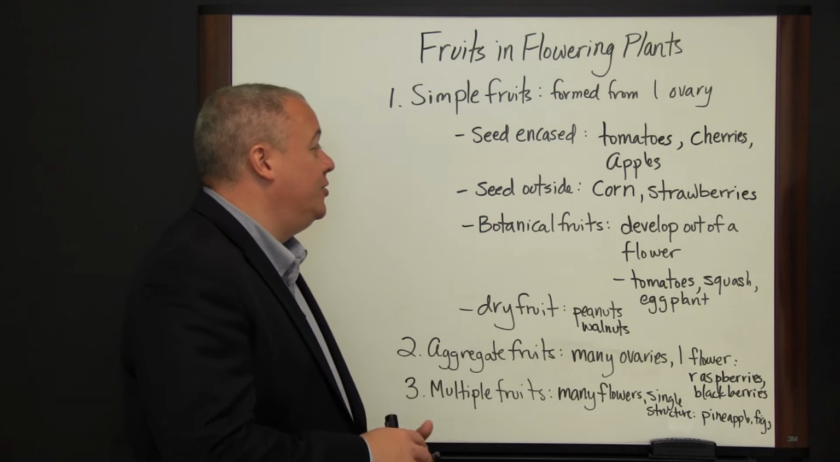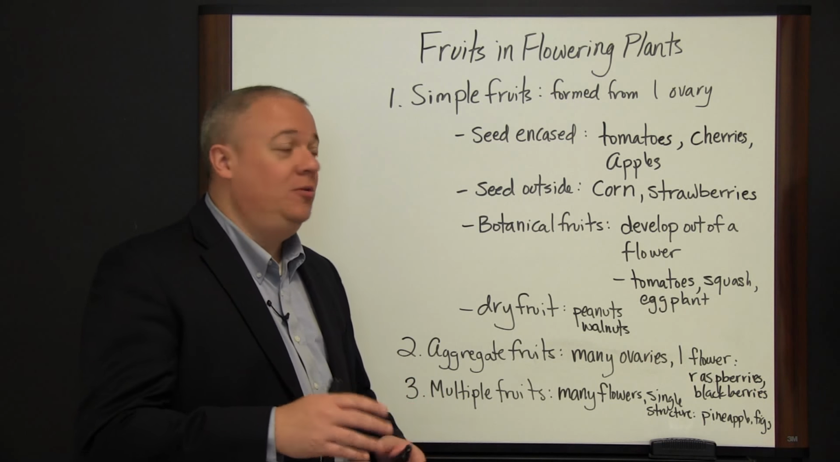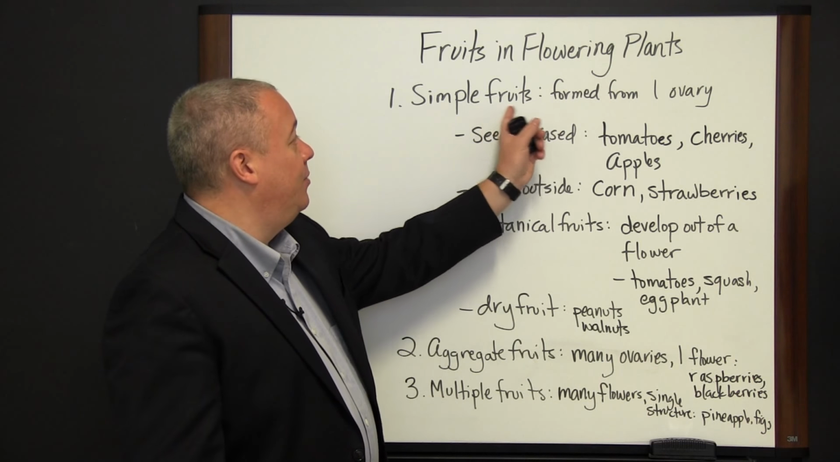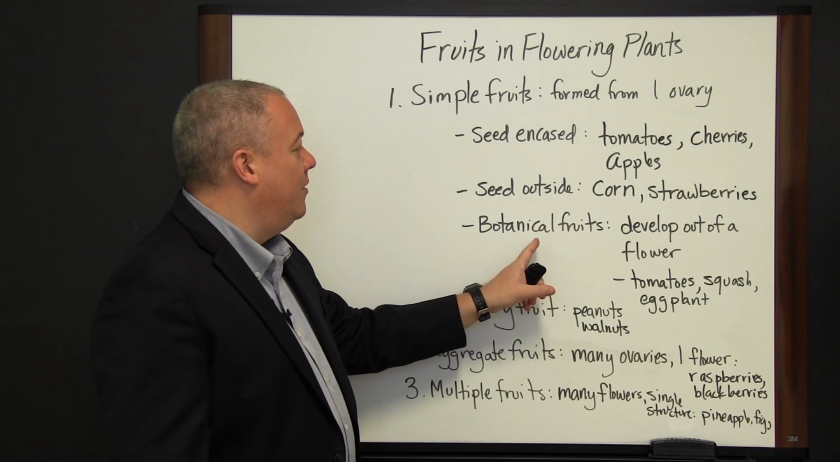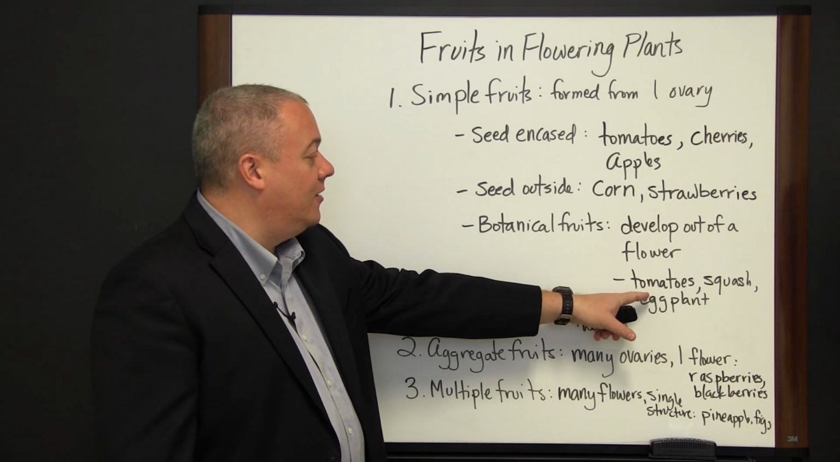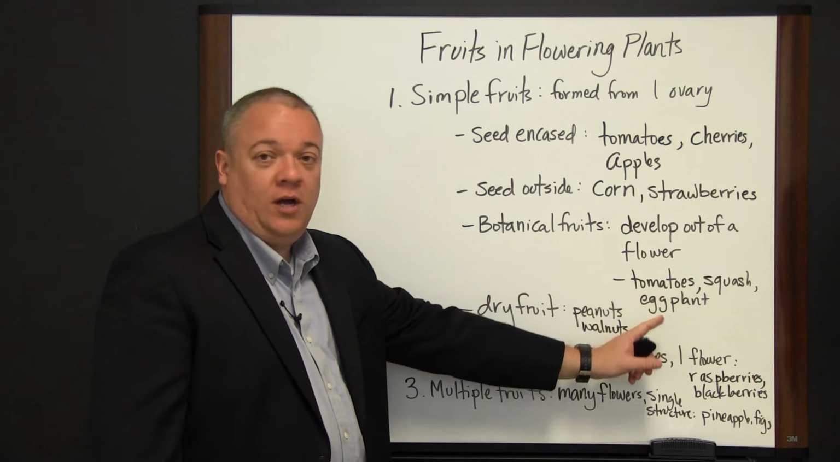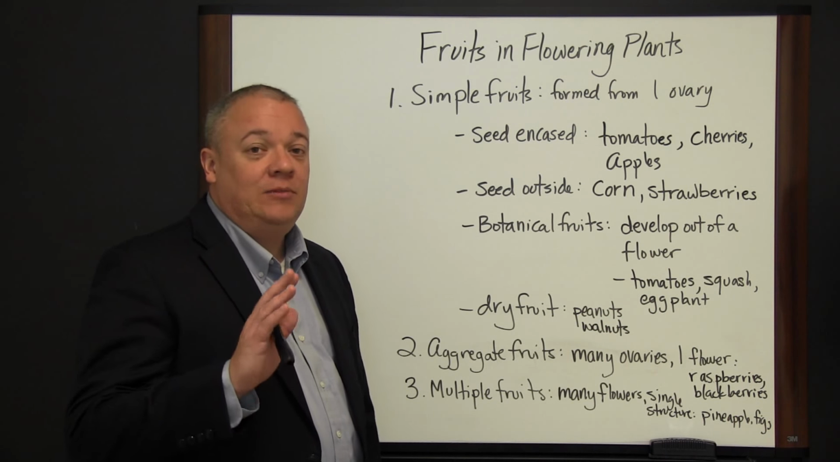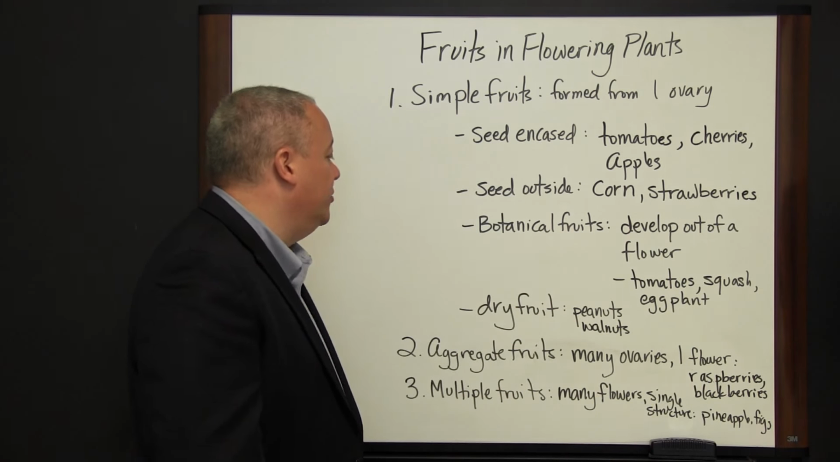These are fruits developed out of a flower. So once again, you've got a simple fruit, one ovary, a flower develops, and out of that flower comes the fruit. Things like tomato, squash, and eggplant would be representative samples of botanical fruits.